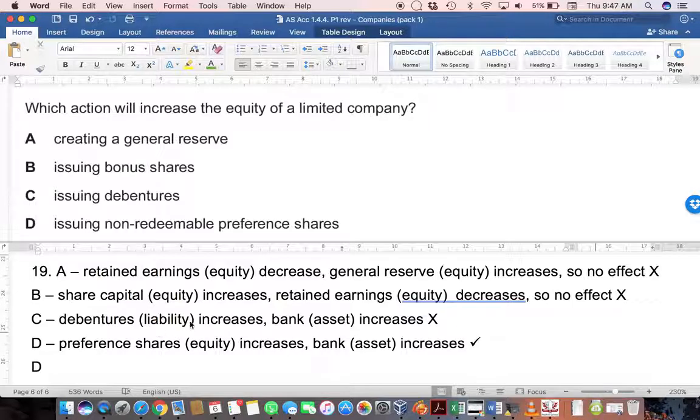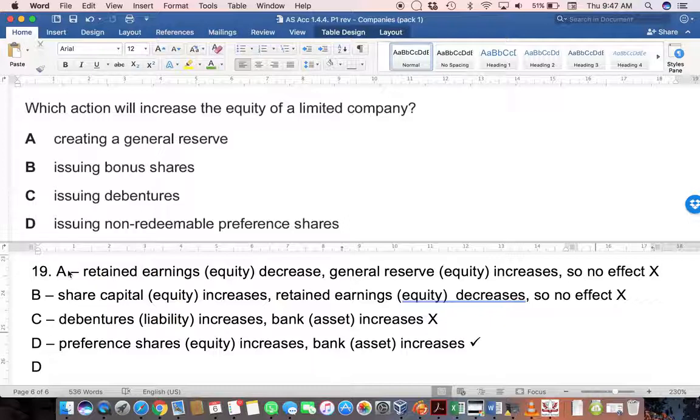Number C, issuing debentures. Well, debentures are a liability, so that doesn't affect equity at all, and we would receive money and the bank would increase, but that is an asset. So yet again, the equity itself is not affected. Yes, net assets you might think is going to be affected. Well, actually no, because it cancels itself out again, just like these ones that were both in equity cancelled itself out. So D is actually the only option left.